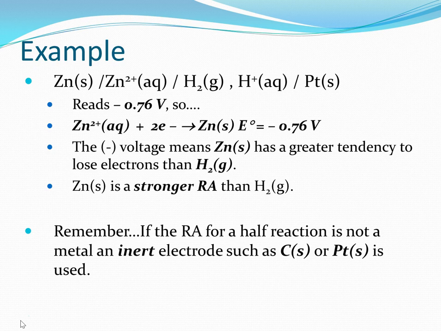If you find the zinc half reaction on your data table, you will see that it has a reduction potential of negative 0.76 volts. The negative number means that it has a greater tendency to lose electrons than hydrogen gas, which is in the reference reaction. This means that zinc metal is a stronger reducing agent than hydrogen gas.